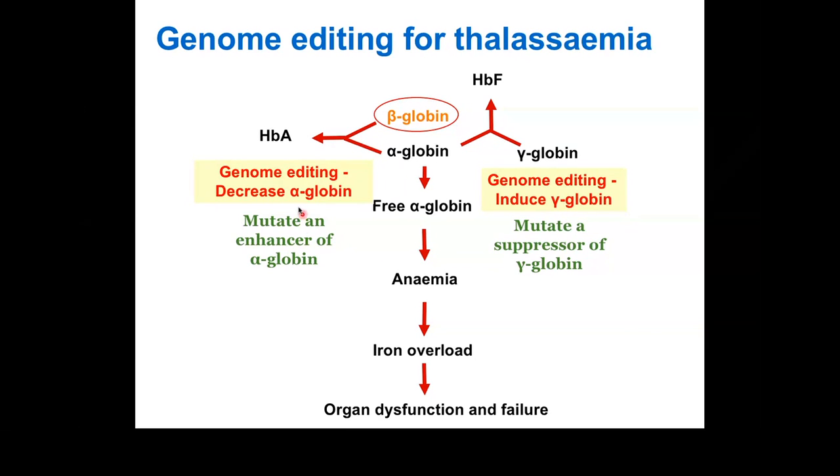The other method, which we have been working on, is to mutate the alpha globin. We don't mutate the alpha globin gene itself, but we mutate an enhancer of alpha globin so that the alpha globin production is reduced in the cells of a patient with beta thalassemia. Therefore, if you reduce the alpha globin production, it will reduce the free excess alpha globin and will consequently reduce the pathophysiology of beta thalassemia.